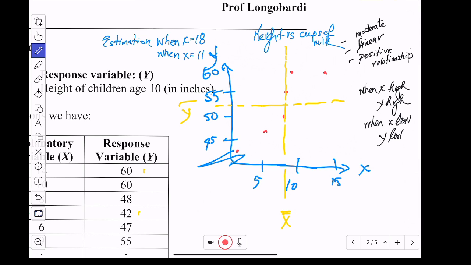I'll even go a little further. Let's go even further out so we can make this clear. I'm going to make this not 18, let's say 20. It's further out. So which one should I feel more comfortable making? I would feel more comfortable making an estimation using X equals 11.